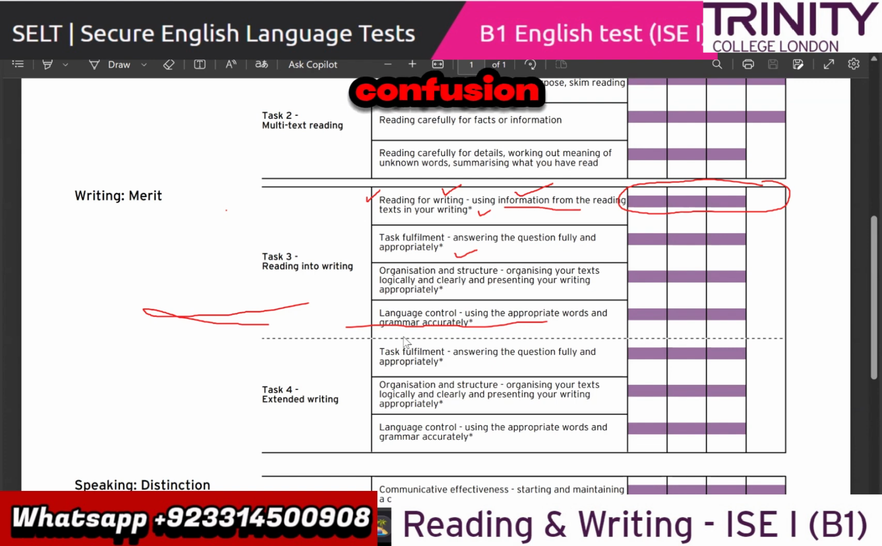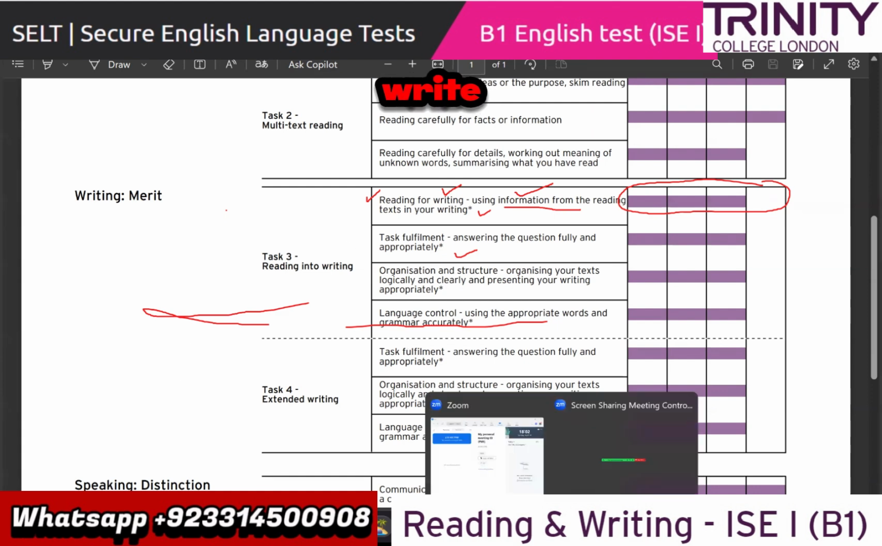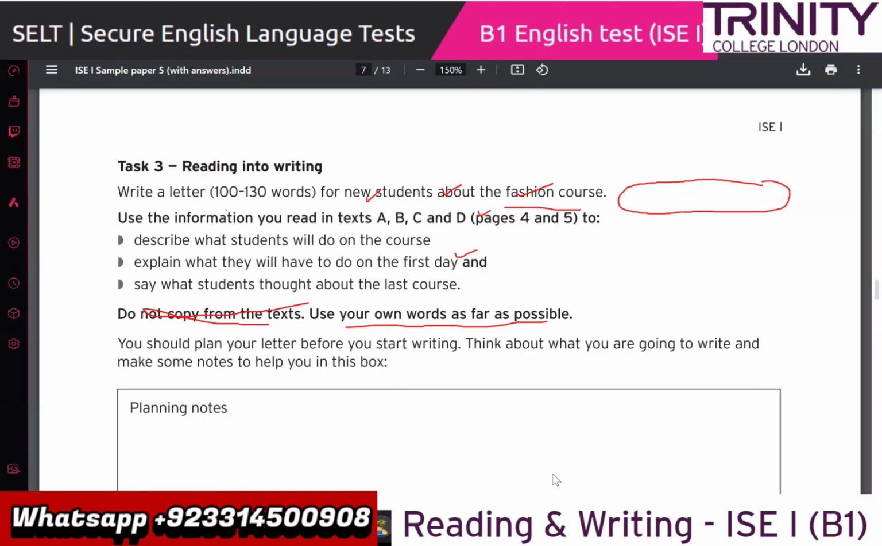Any confusion? Do you guys understand the criteria, how to do it or not? Yes. Now, let's try to write this question that's on the screen.